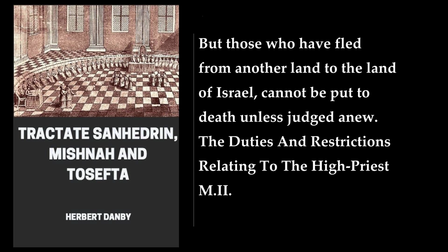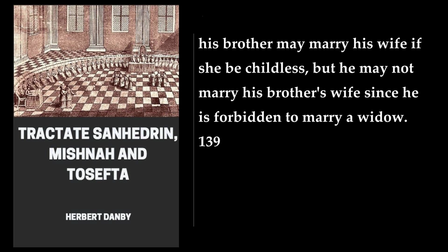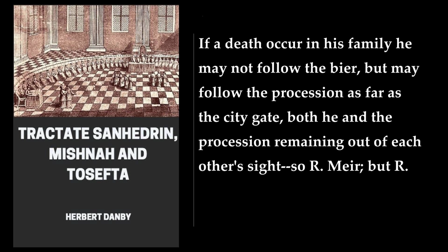M.2. 1. The high priest can judge and be judged, can bear witness and be witnessed against. He may perform the Aliyah 138 ceremony and it may be performed in the case of his wife. His brother may marry his wife if she be childless, but he may not marry his brother's wife since he is forbidden to marry a widow. 139 If a death occur in his family he may not follow the bier, but may follow the procession as far as the city gate, both he and the procession remaining out of each other's sight.